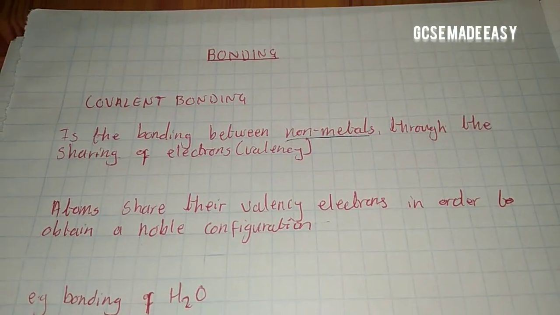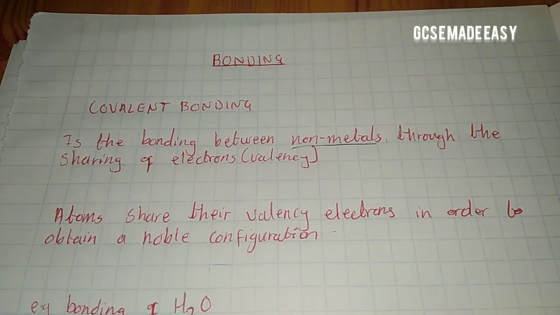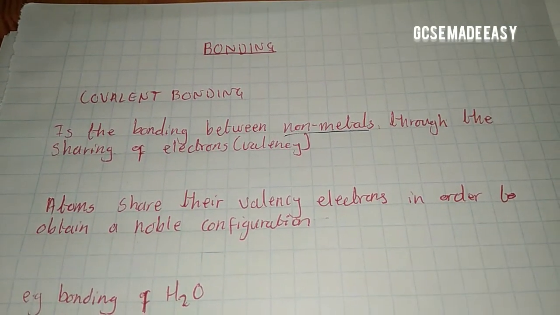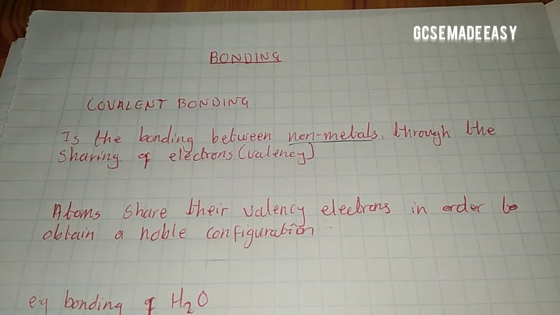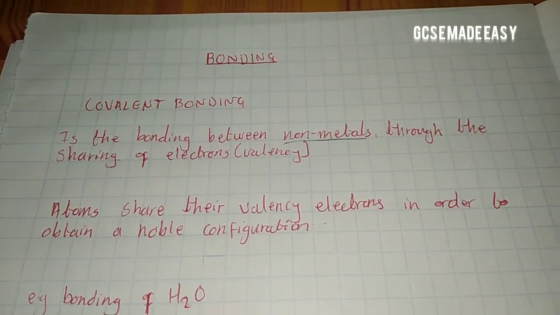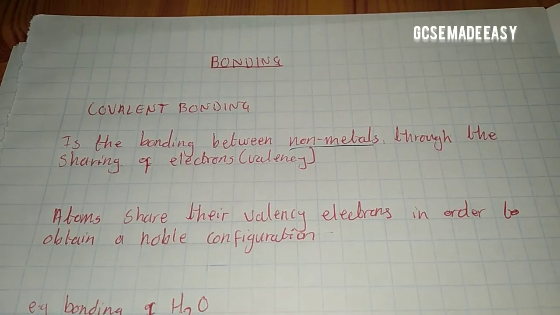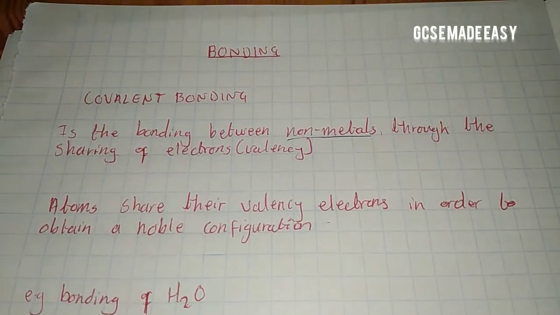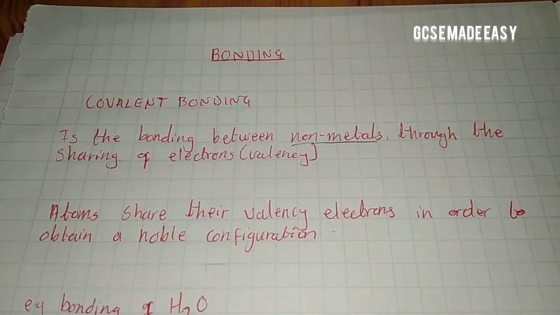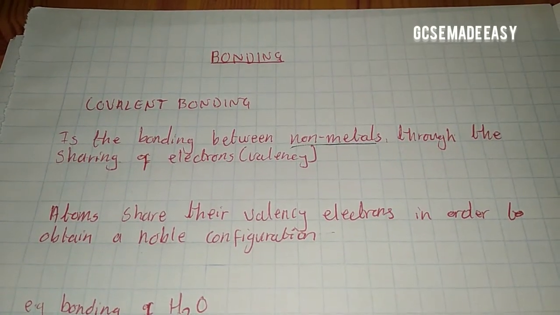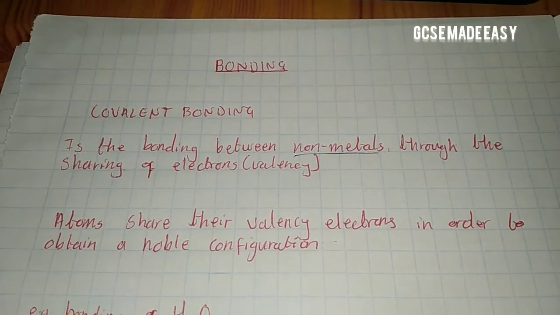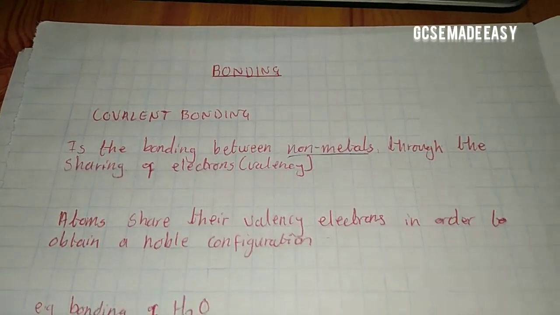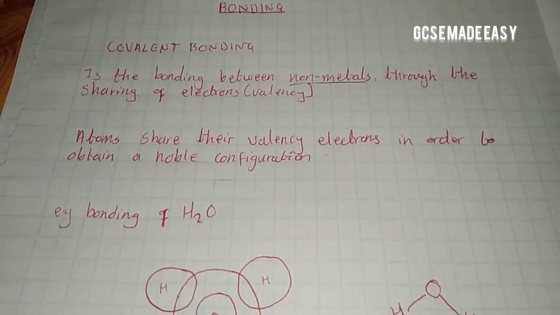When we talk of a noble configuration, we are simply talking about the number of valency electrons. They have to be complete. The valency shell has to be complete. If it's an atom which only has one shell, that shell has to have 2 electrons. And if it's an atom that has 2 shells, the valency shell must have 8 electrons. So that is the purpose for the bonding.